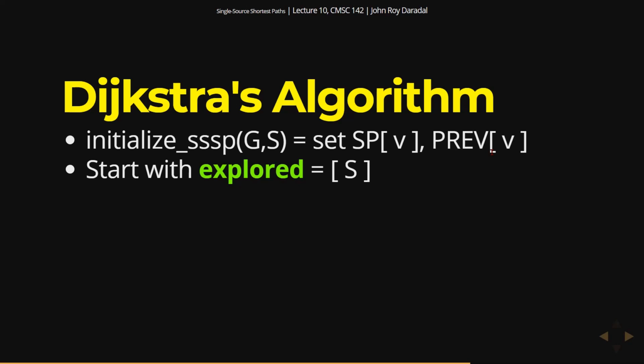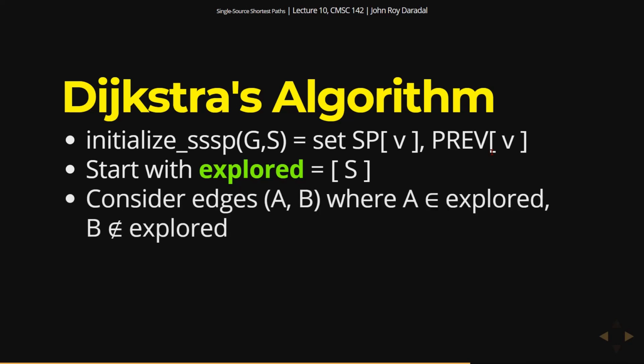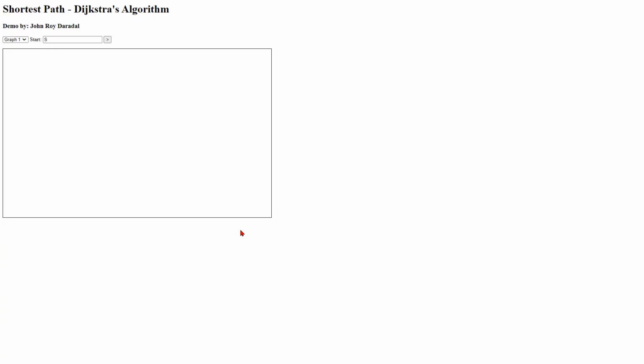So we will keep track of the nodes that we've already explored, and at the start we will explore the source vertex S. And then at each iteration, we will consider edges AB, where A is already explored and B is not yet explored. So how will that look? Let's see an example.